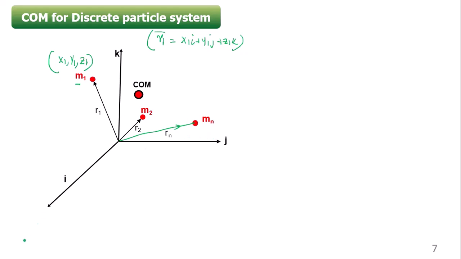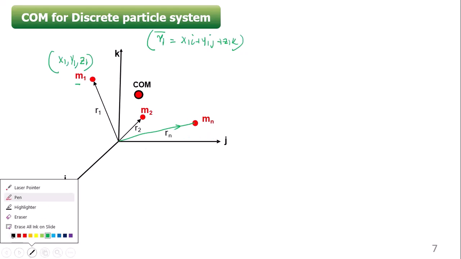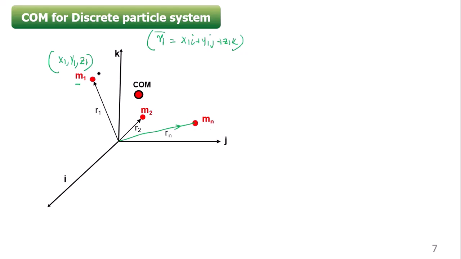Now the concept is that if I say there are different particles and these particles are point masses, that means these particles should not have any kind of dimension. So what is the product of mass into position vector? That is called the mass moment.